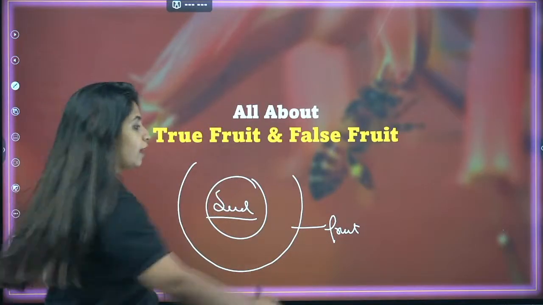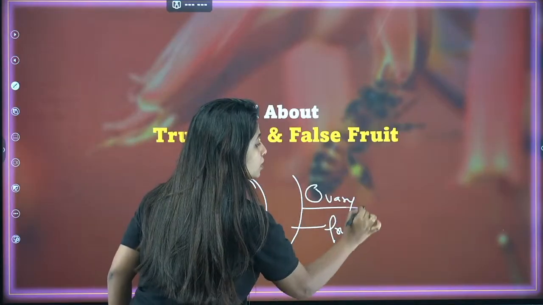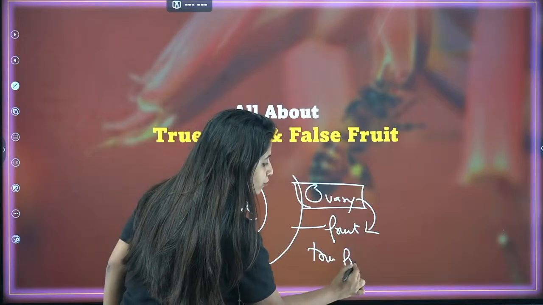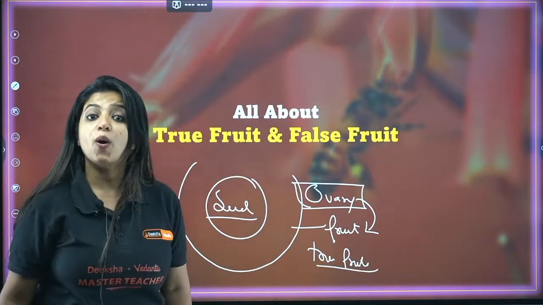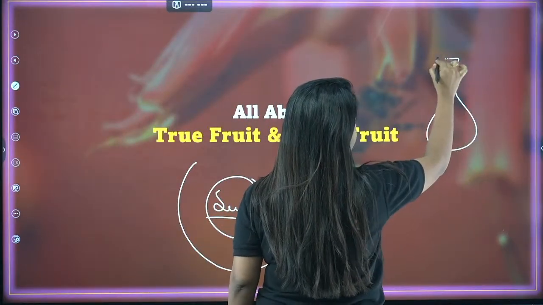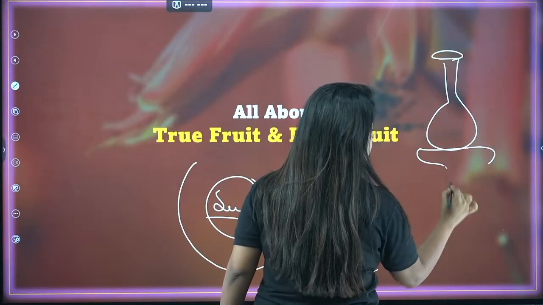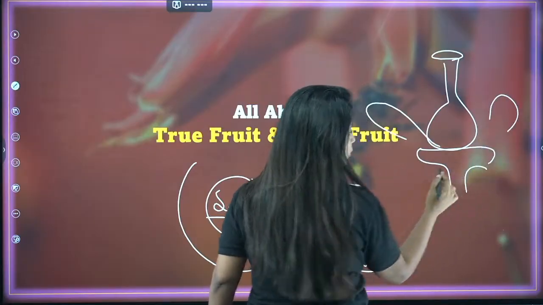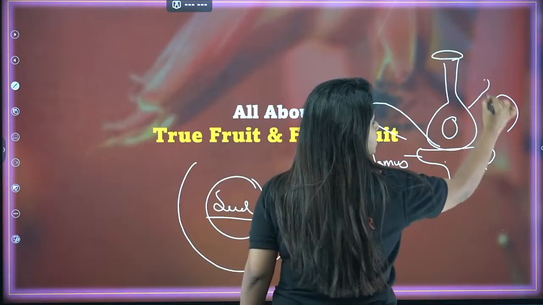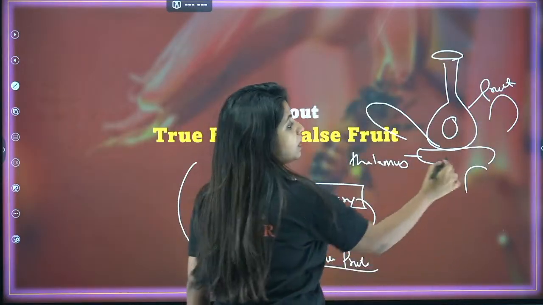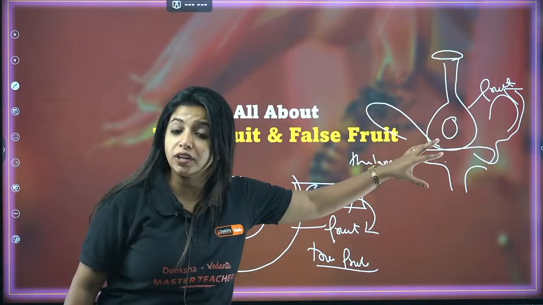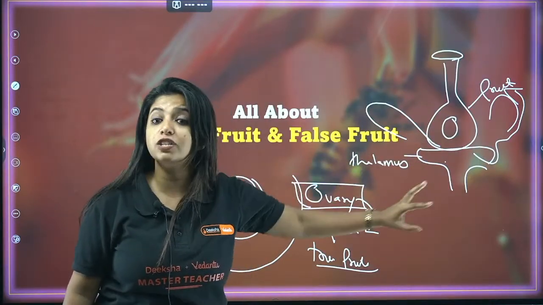This type of fruit where only the ovary participates in the fruit formation is known as true fruit. On the other hand, suppose this is the female part of the plant, which rests on the thalamus. Here you have petal and everything, and this is the thalamus. Suppose the ovary takes part in the formation of fruit, but along with that, the thalamus also helps in the formation of fruit. So it's not just the ovary alone which forms the fruit, it's also some other parts.